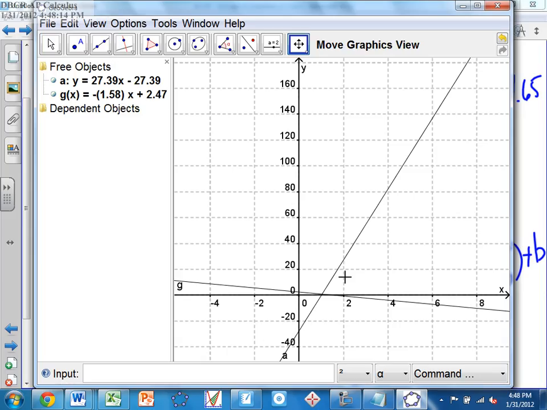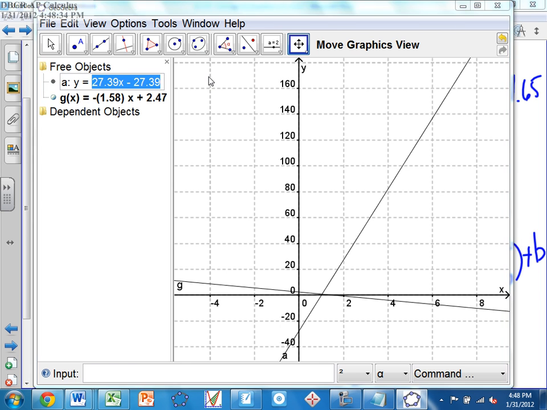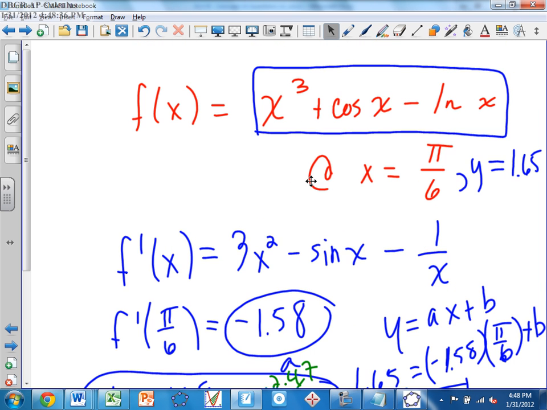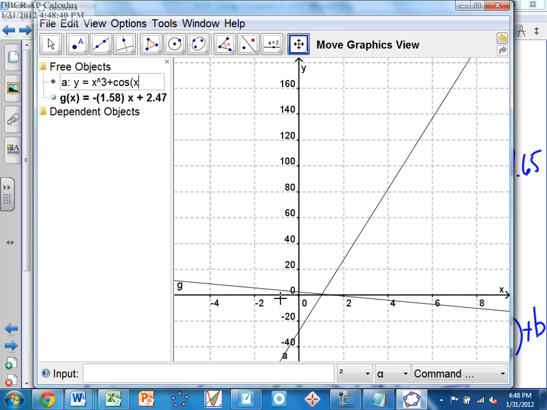See how flat that line is? We're looking at pi over 6. Where's pi over 6 numerically, approximately? What's 3 divided by 6? It's about a half, right? Everybody see that? 3.14 divided by 6 is around a half. So we're going to look right here. Well, I got to put the other function in still. So go up to the first function, type the original in. And the original, x cubed plus cos x minus ln x.